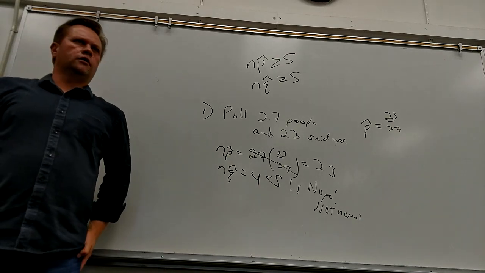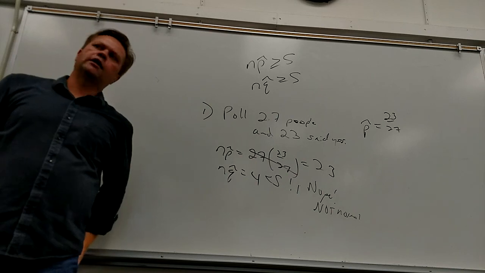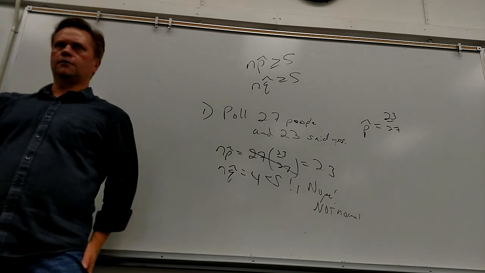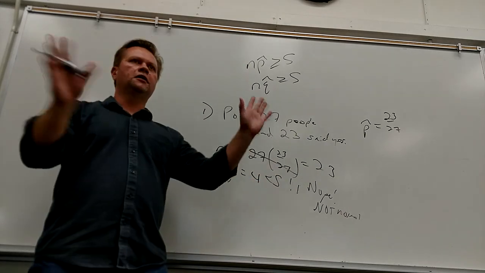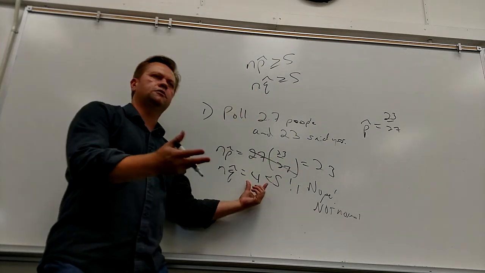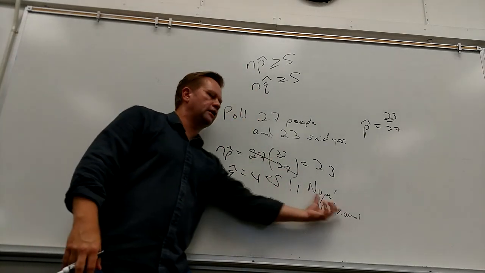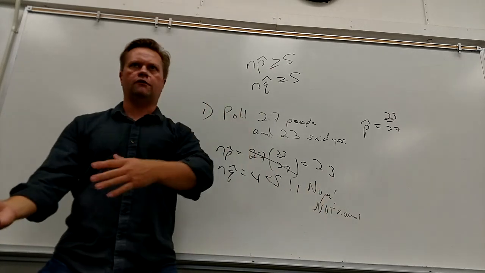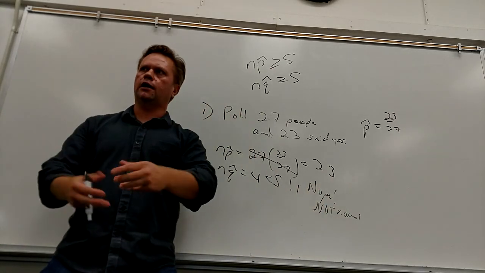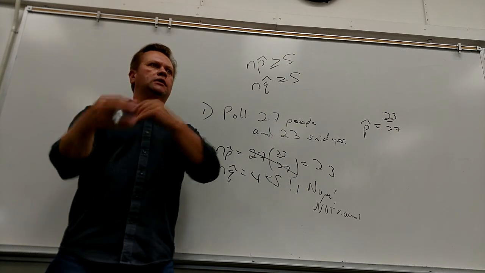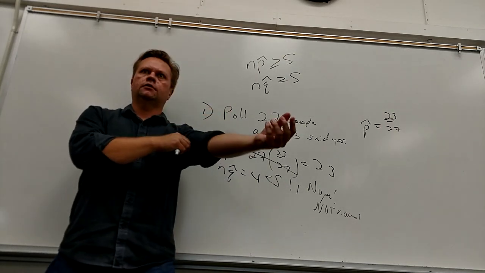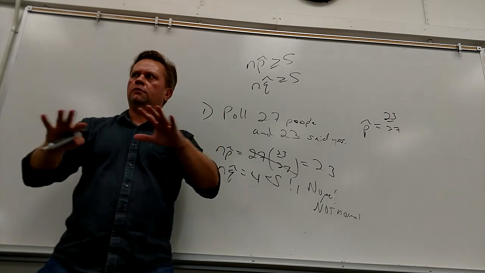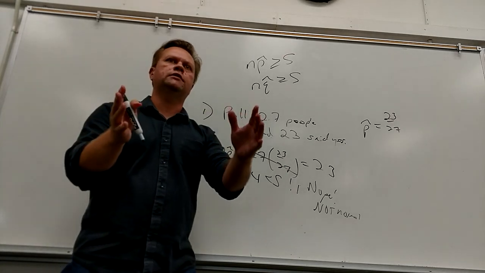So I will say, check np hat, nq hat, and I will say it just like that. And if you just stop here, 23 and 4, and you don't tell me whether it's greater than 5 or less than 5, you've got to actually check it. You've got to actually show me that it meets the requirement, being at least 5. I like it. Maybe.